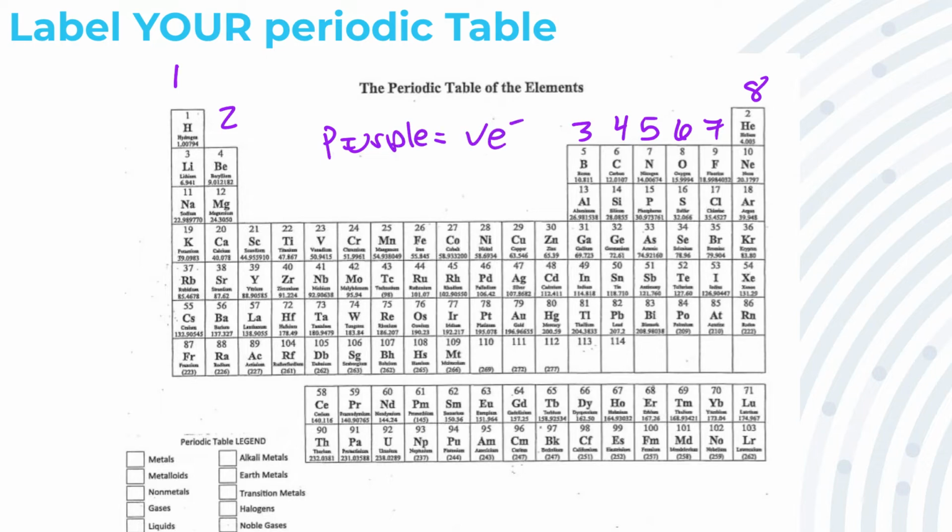So we know that the family, the alkali metals, have 1 valence electron. The alkaline earth metals have 2 valence electrons. And the halogens have 7, and the oxygen group has 6, and the noble gases have 8. Because if you remember, noble gases have completely filled outer shells.